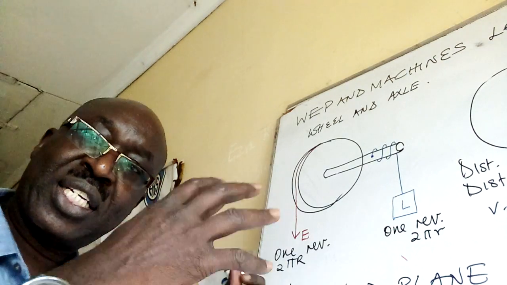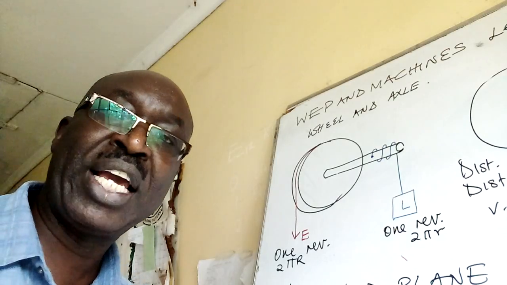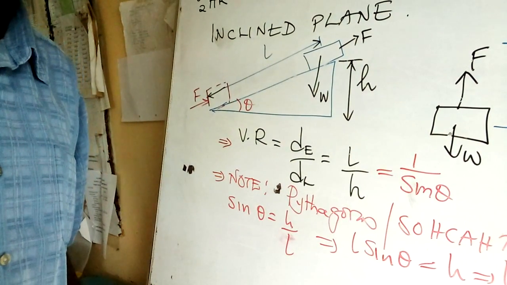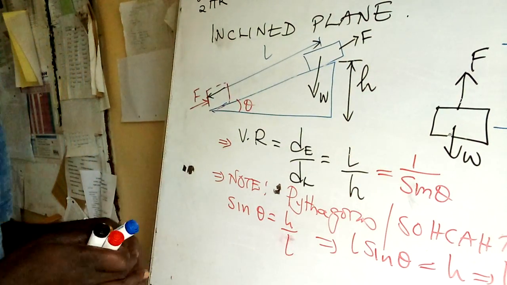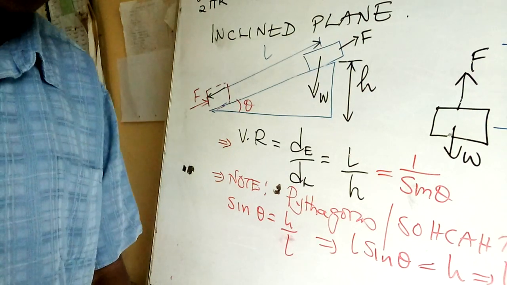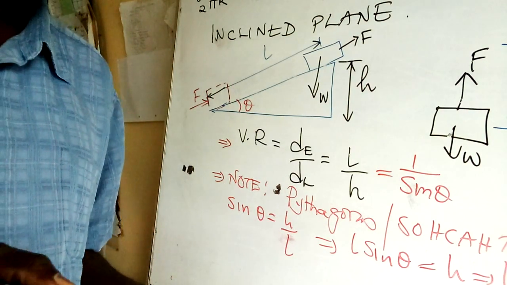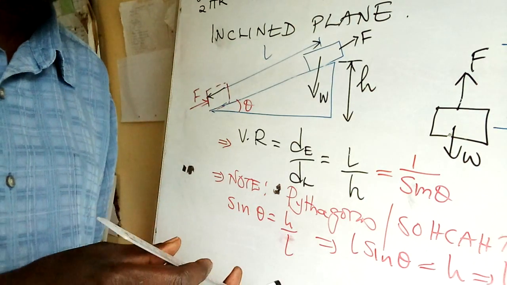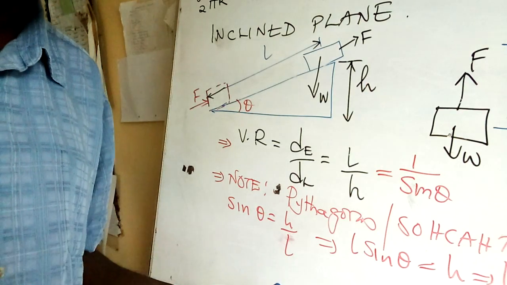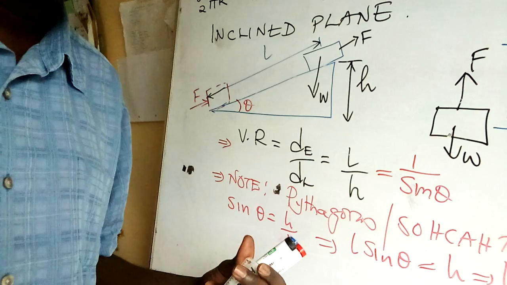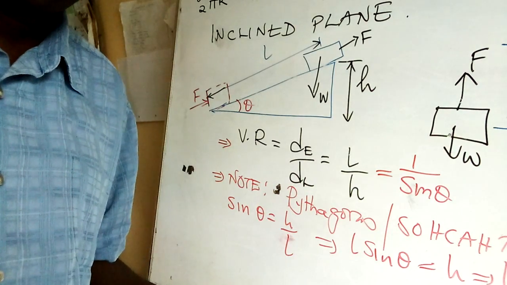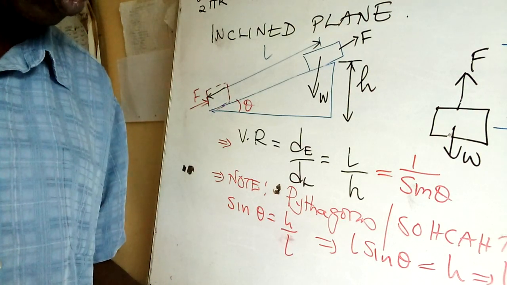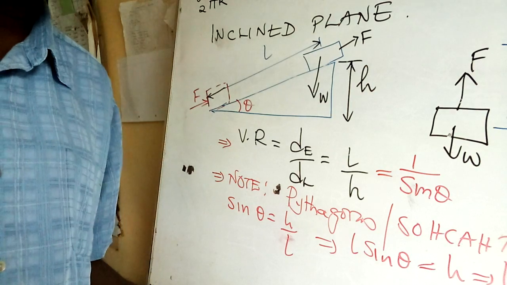Okay? Let us look at an inclined plane. Let us focus the camera to the inclined plane. An inclined plane. So what is an inclined plane? It is just a flat material, like a piece of wood, which is inclined at an angle to help you do work in an easier and more convenient way. So it's just a piece of material like a piece of wood that makes an angle to the horizontal.